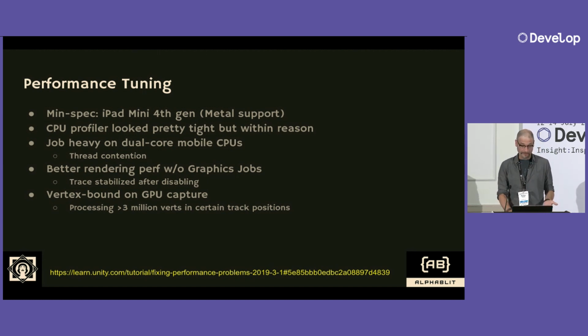And then the final point here is that we're vertex bound. When we actually did our GPU captures, we had too much geometry we were processing. These low end devices can really only handle around 500,000 verts per frame. I know that sounds ridiculous, but even iPhone 6s were handling several million. But once you get down to the Mini 4th Gen, it's a pretty bad performing device. And this is the link to a Unity tutorial on performance problems on graphics that might be worth a look.